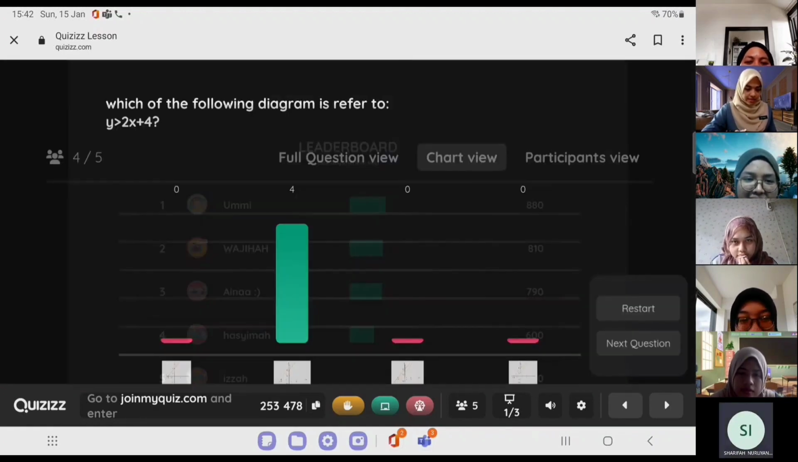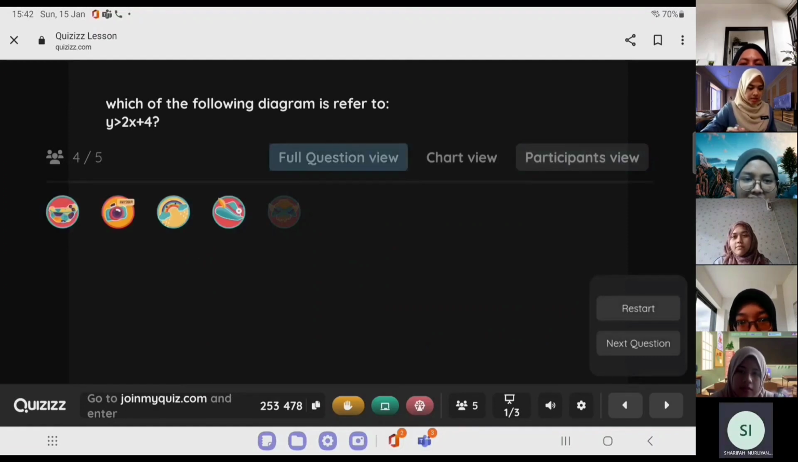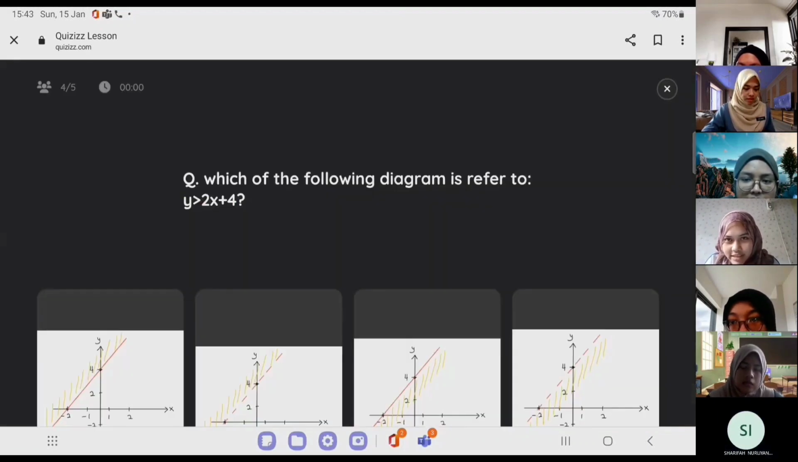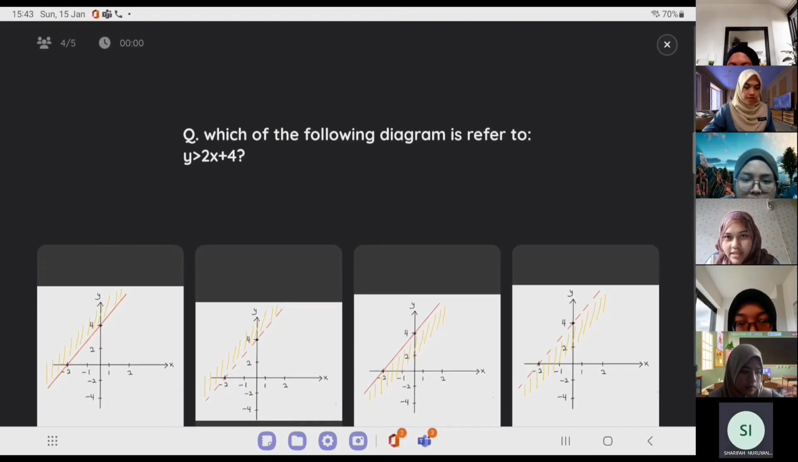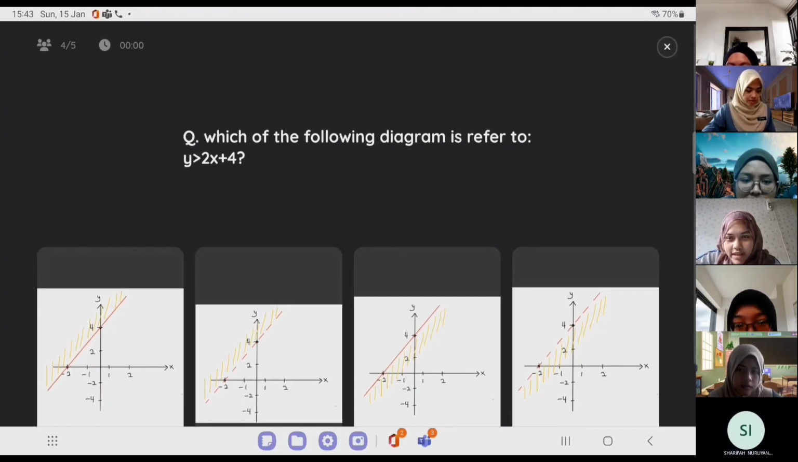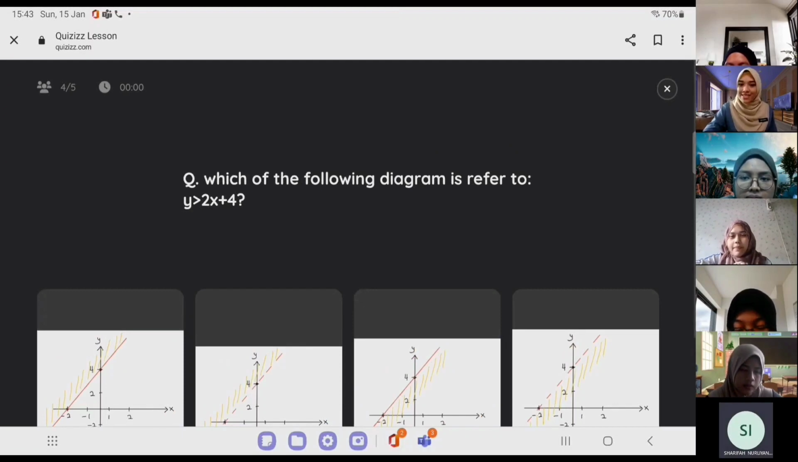Okay, let's see. One of you did not answer the question. Umi, can you please explain why you chose that answer? First, I see the symbol of inequalities, which is greater than. If it is greater than, it is a dot line. Then the shaded region for greater than is above the line. So the second one is the answer. All right, good. So everyone's clear? Yeah. Let's move on to the second question.